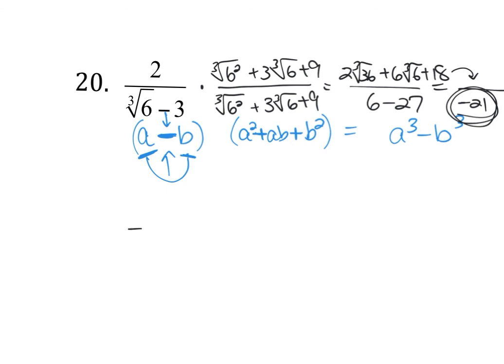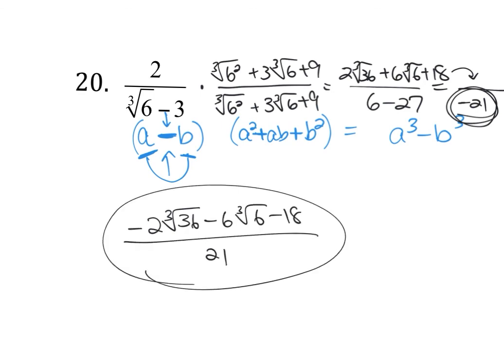So here would be the answer I would be looking for. Negative 2, the cube root of 36, minus 6, the cube root of 6, minus 18, all over 21. Hopefully this helps if you had any questions.